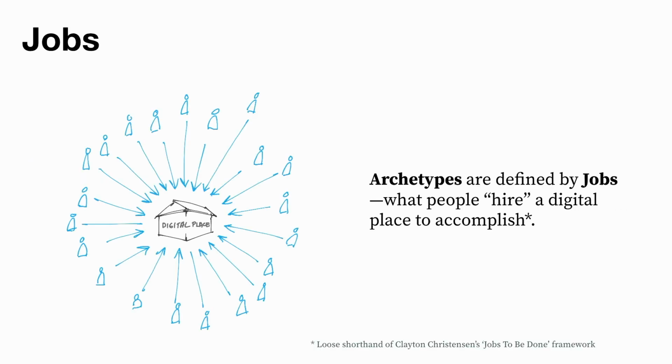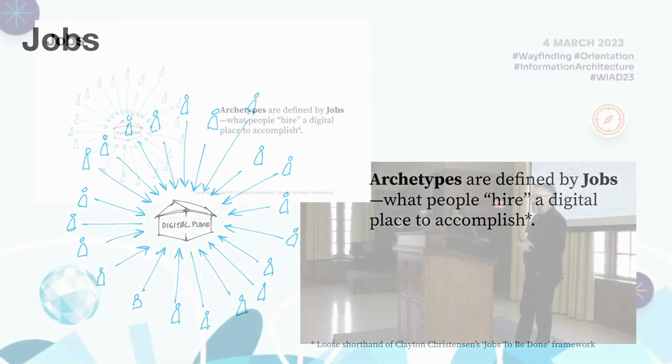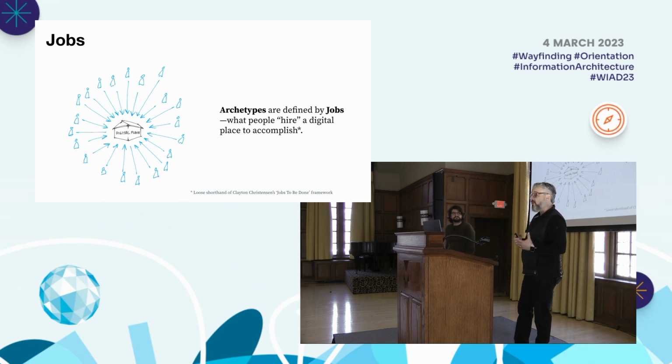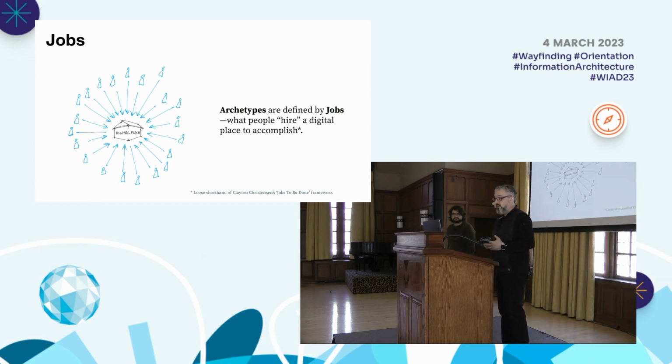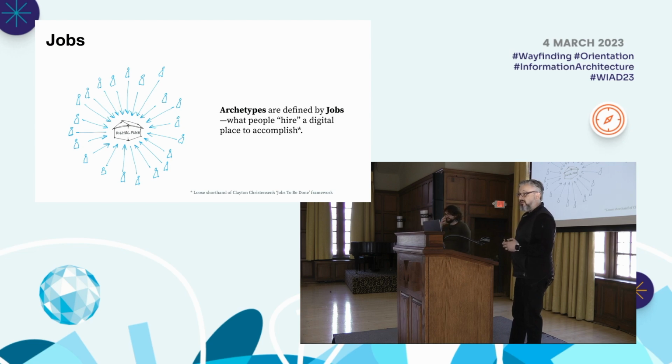So Joe mentioned archetypes. And what are archetypes? Archetypes are a model that we use to understand people's intentions, as you noted, and archetypes are defined by jobs, what people hire a digital place to accomplish, their intentions when they come to a digital place. This is a loose shorthand of Clayton Christensen's Jobs to be Done framework. You may have heard jobs that way, but we use jobs as just one element of it.